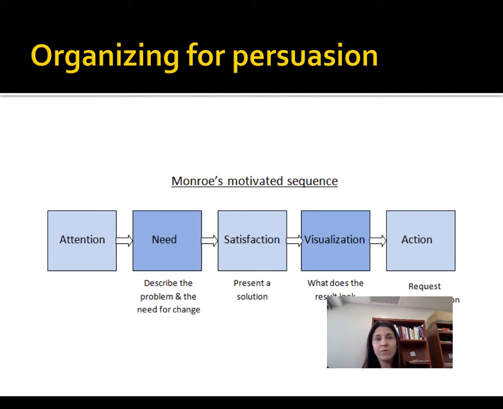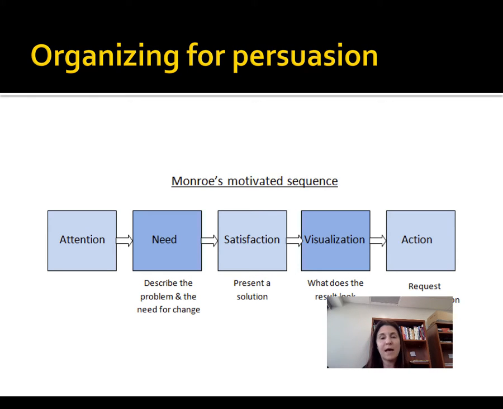The second part of Monroe's sequence is that you demonstrate the need for your proposal or solution. So you have to make the case that there is a problem and that there is a need for something to change, right? The third part of this is to present a solution that you think is going to satisfy or solve the problem you just identified.